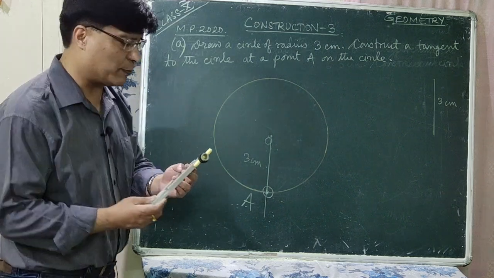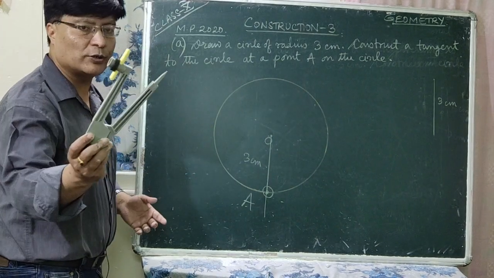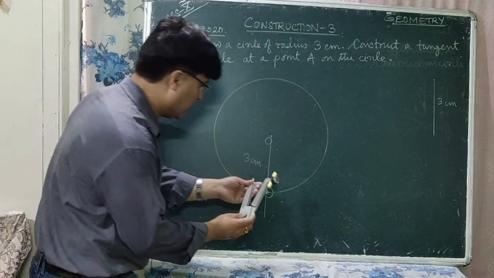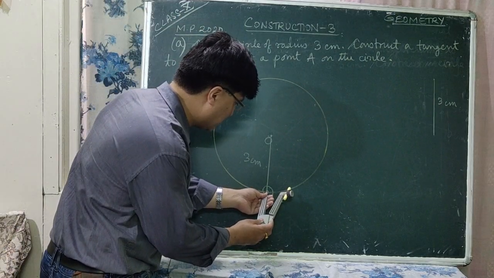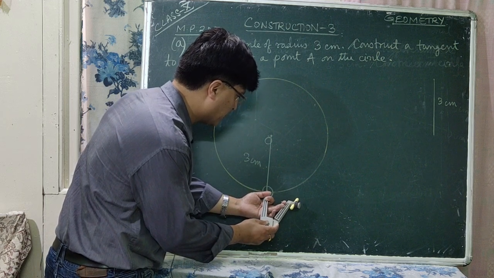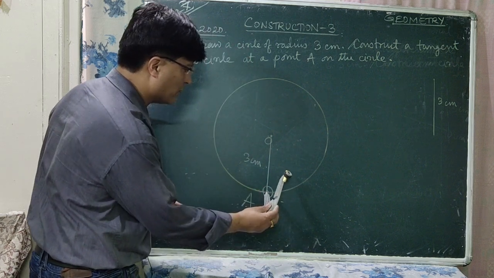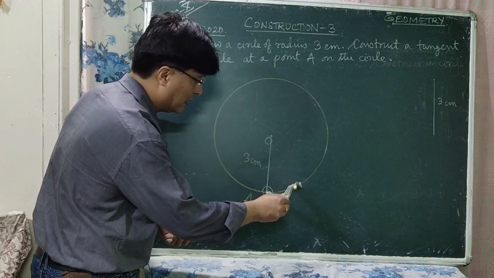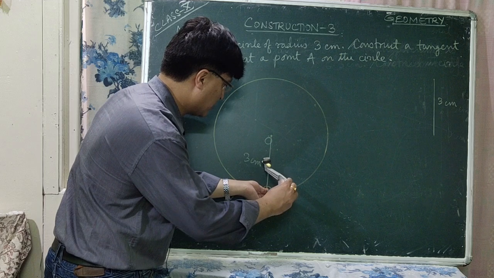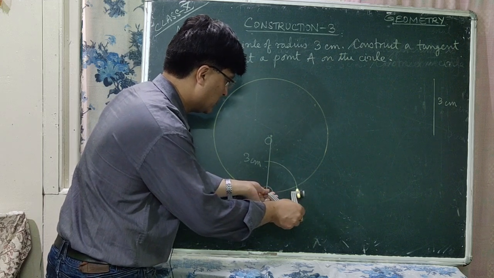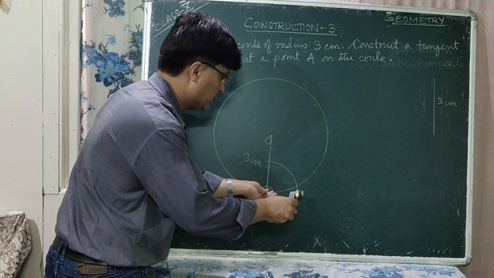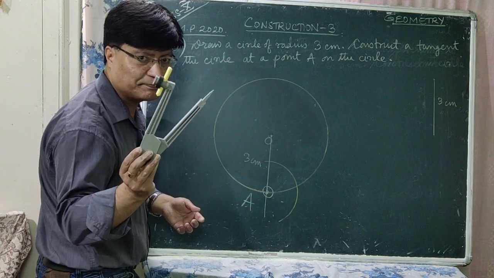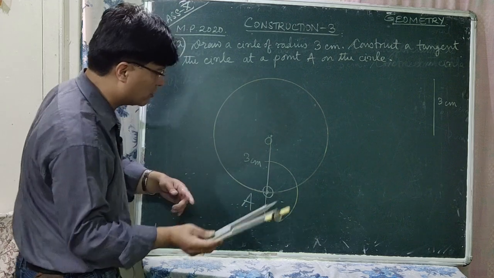So how will you draw a perpendicular now? You take any arc of a compass and keep the pointed needle at the point A. Now you have to draw an arc here. So the arc is drawn out here. Now you can't change this compass setting.